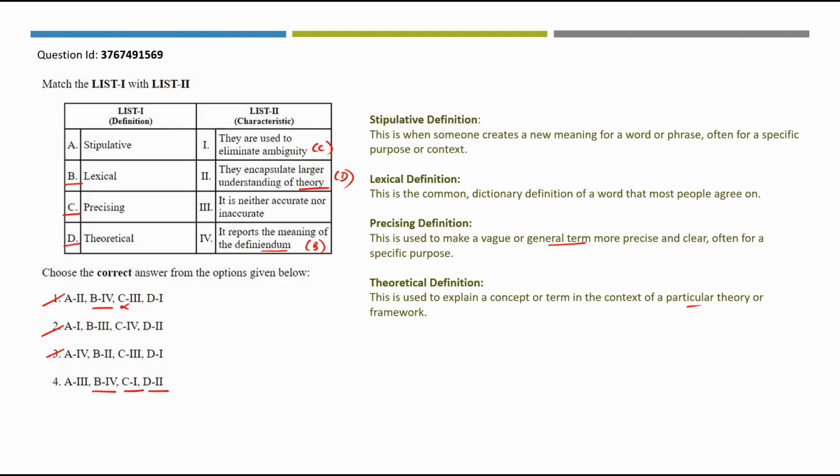It's because the word actually exists with another meaning, but they are giving it a new meaning based on the context. So it is not accurate, as well as not inaccurate. Since we apply both characteristics, we can map A to 3. A3 is available here. A3, B4, C1, D2. Option number 4 will be the right answer.